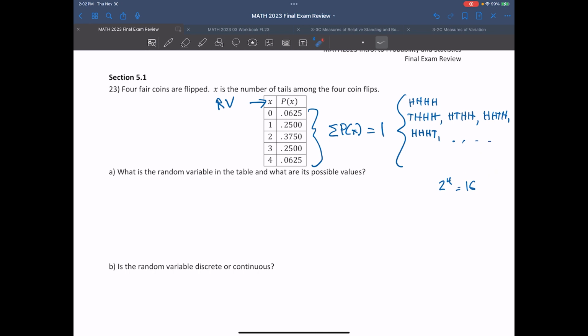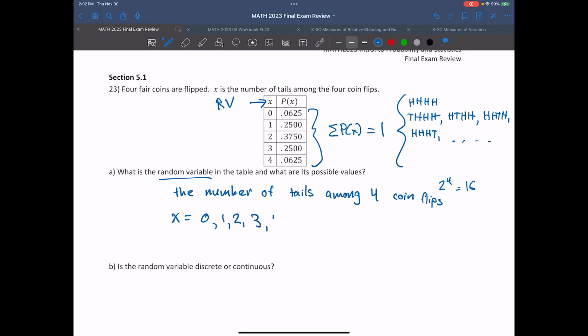Now, what is the random variable in the table and what are its possible values? So the random variable here is just going to be the number of tails among 4 coin flips. And X could be 0, 1, 2, 3, or 4. This is a discrete random variable because, again, you can't have half a coin flip. So you're counting the number of tails.